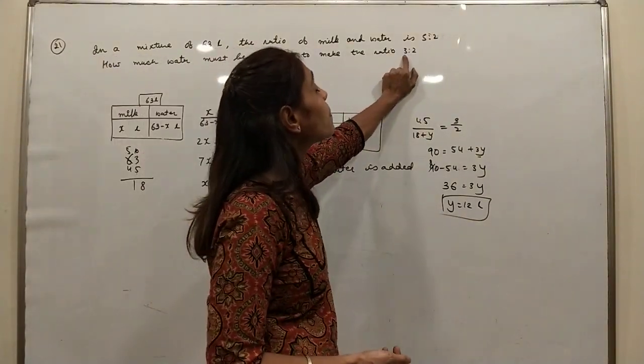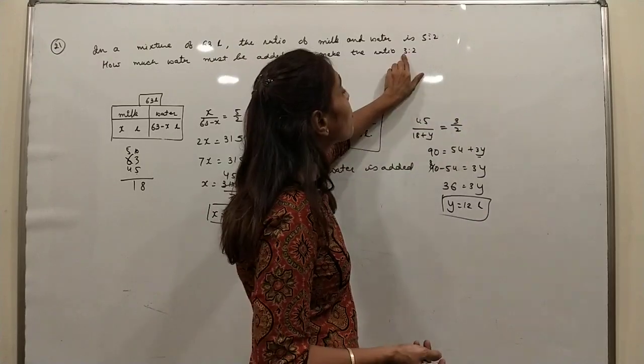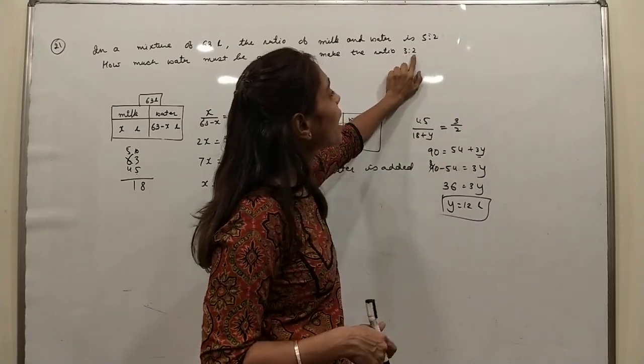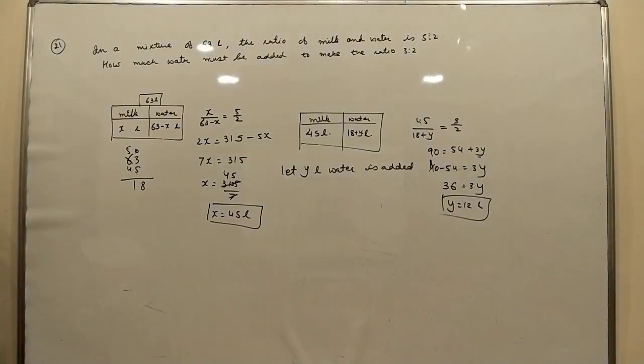This now, initially 5-part milk and 2-part water was there, but after adding water, 3-part milk and 2-part water. Change the ratio, 12 liter. Okay.